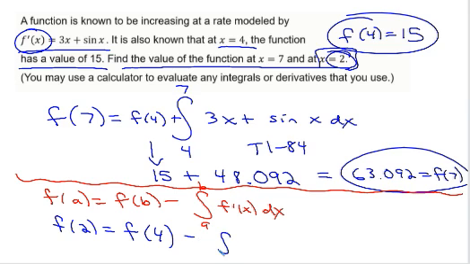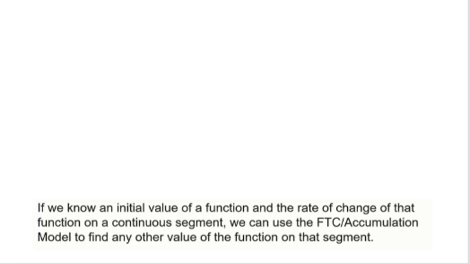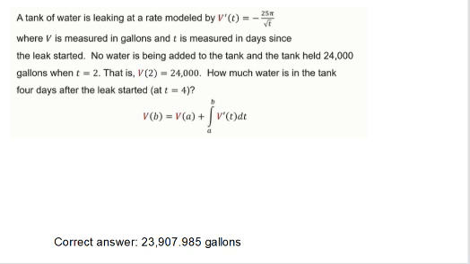Minus the integral from 2 to 4 of our 3x plus sine of x dx. And once again, we can just figure that out with the TI-84. It's more about plugging in to the accumulation function the right way. So if we know an initial value of a function and the rate of change of that function, then we can use that to find any other value of the function on that segment.